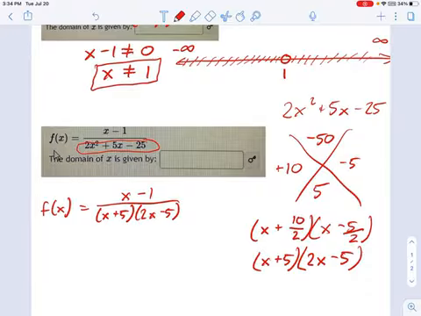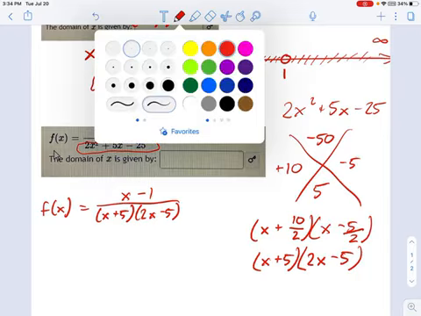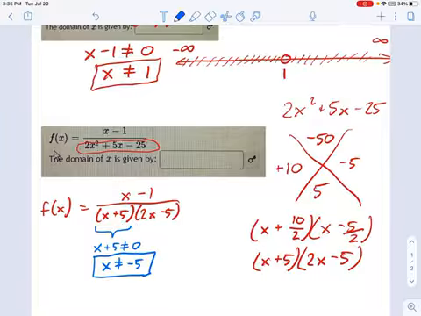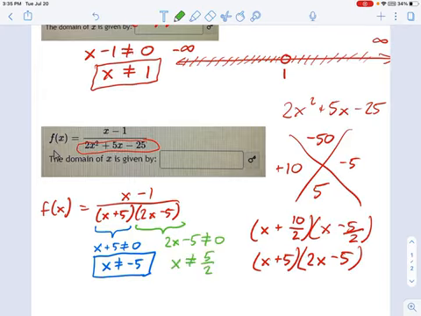So here's my question. Where is the denominator 0? Well, you have two possible conditions. Right here, x plus 5 can't be 0. Because if it is, then you have a 0 times a number, and your whole denominator becomes 0. That means x cannot be negative 5. That's one domain restriction. And we have another domain restriction right here. 2x minus 5 cannot be 0, which means x cannot be 5 halves. That's your second domain restriction.